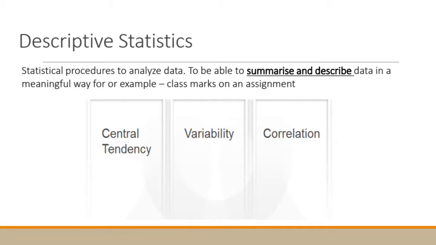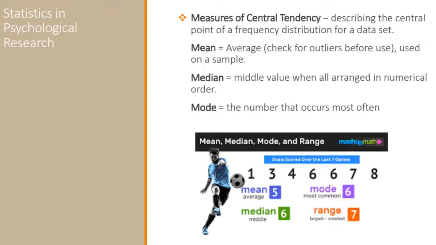Okay, so for example, if I'm a teacher, I've got you as my psychology students, and I'm asked to give a report on your marks, I need to be able to summarize your marks and describe your marks in a meaningful way. So we look at three things. We look at central tendency when we look at descriptive statistics, which we'll come to. We look at the variability, and we look at correlation. When you read research for your assignments, you will see these numbers come into play.